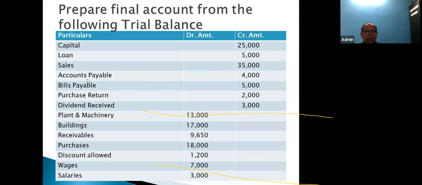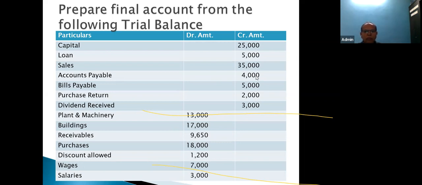Then next is accounts payable. Accounts payable means the company will have to pay on a future date. Till now they have not paid, but they will be paying in future. So since they are paying in future, it is a liability for the company. So this will appear on the balance sheet liability side. So come to the balance sheet format. On the liability side, write accounts payable 4,000.